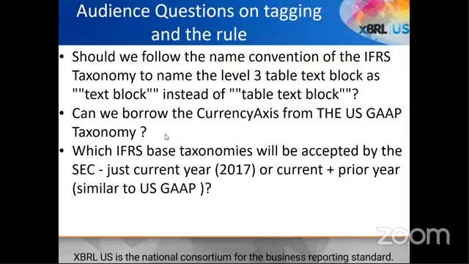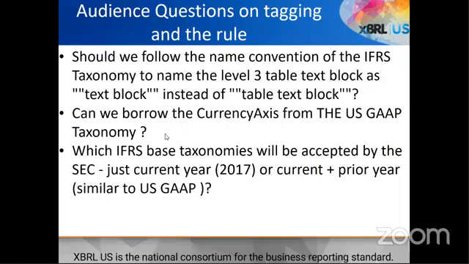So on slide 16, I've got a question about following the naming conventions for table text blocks. Does this matter? Yes, follow the EFM, which says to use a table text block when you're making a table, when you're creating the extension.